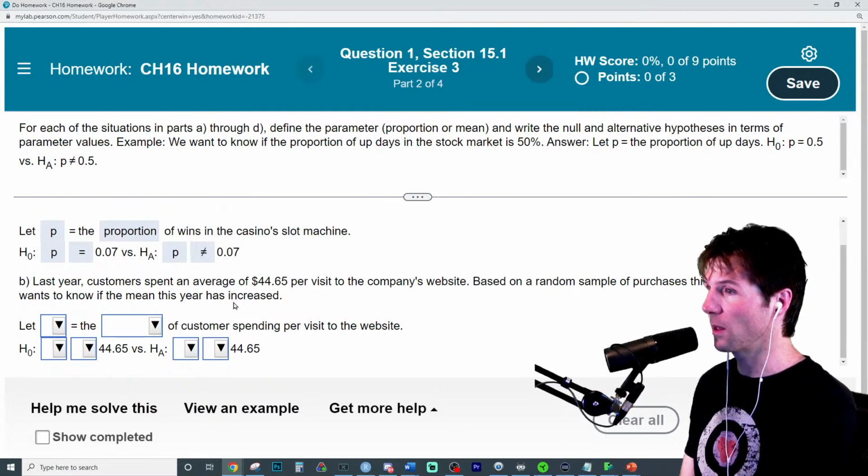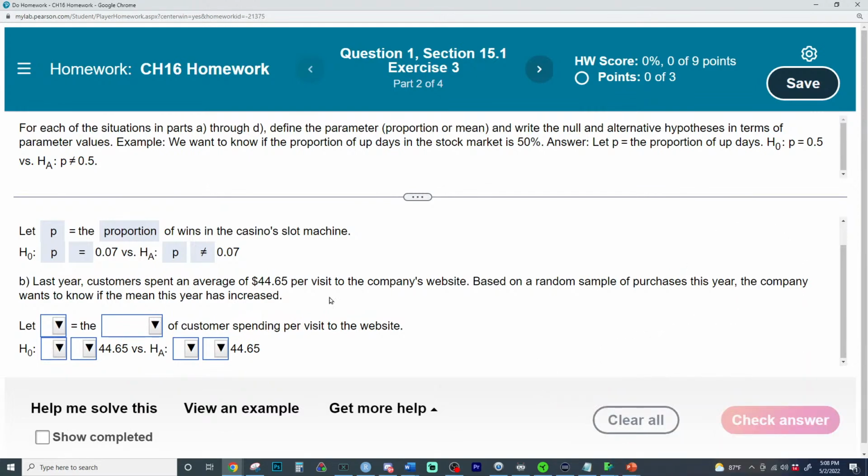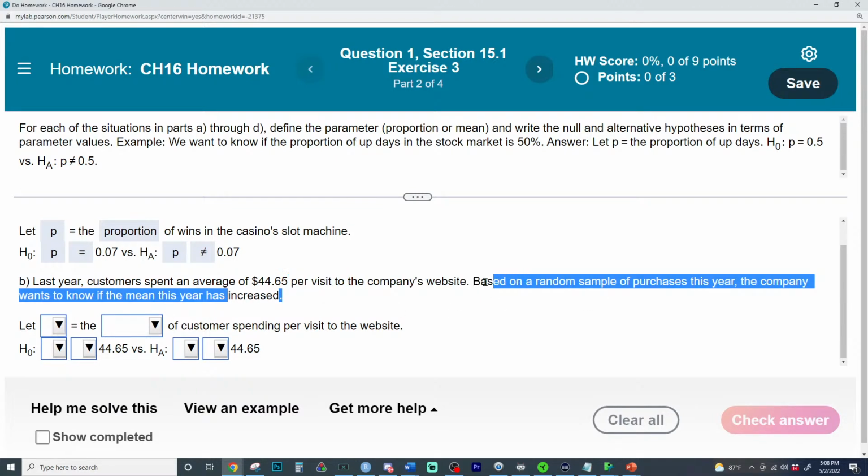You could just change it to the amount that people were winning at the casino in the previous question to say, we have a claim that customers are winning $44.65 on this casino. Based on a random sample, the company wants to know if the mean this year has increased. So you could change it. The casino wants to know if people are winning more money this year.